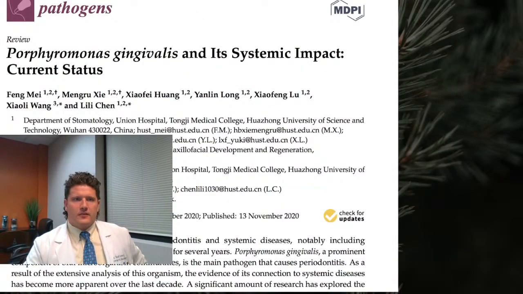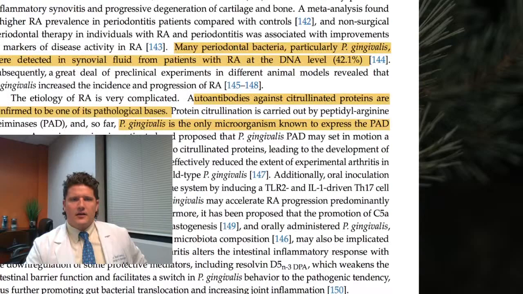Pretty interesting. So here's an article from Pathogens, Porphyromonas gingivalis and its systemic impact, current status. Here they say many periodontal bacteria, particularly Porphyromonas gingivalis, were detected in synovial fluid, as I just mentioned, from patients with RA, at the DNA level. Autoantibodies against citrullinated proteins are confirmed to be one of its pathological bases. Porphyromonas gingivalis is the only microorganism known to express the PAD enzyme. Again, PAD is peptidylarginine deaminases.